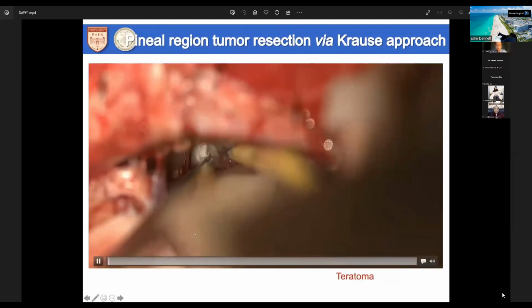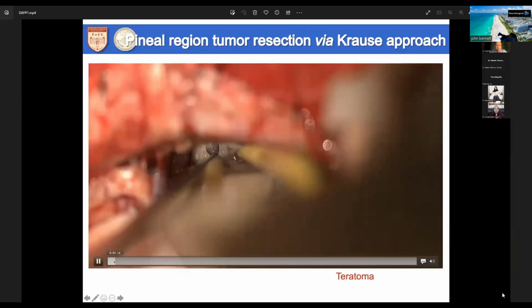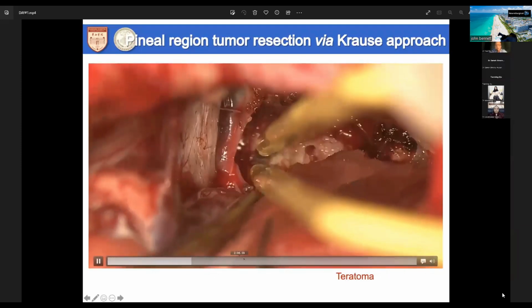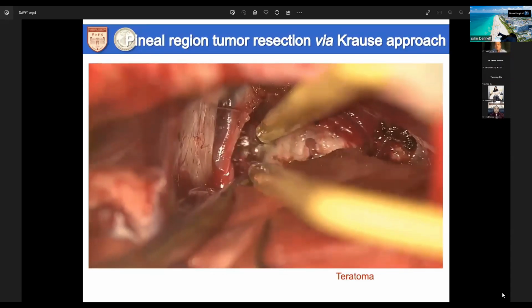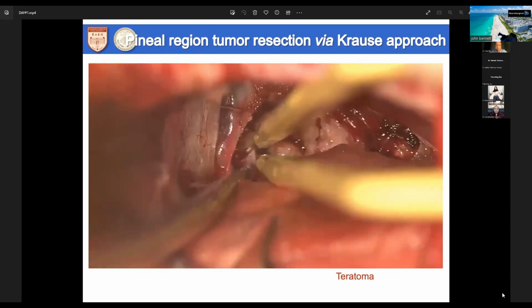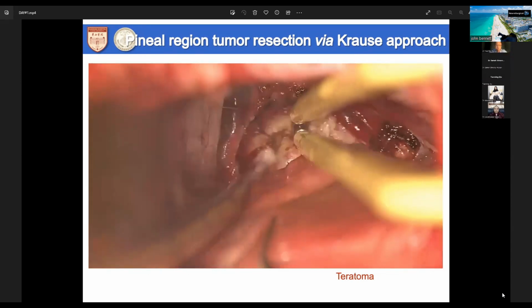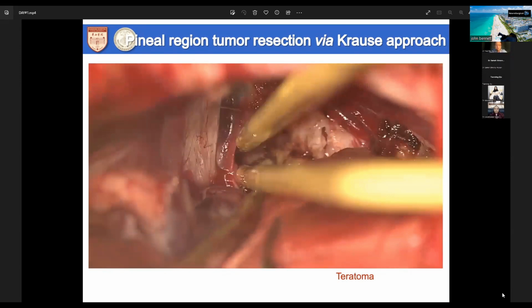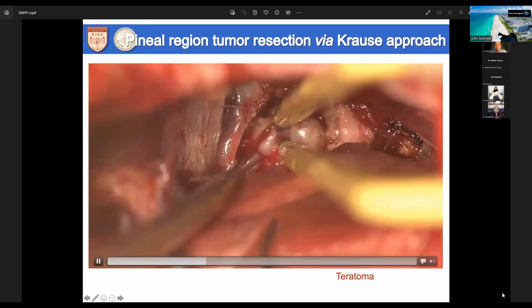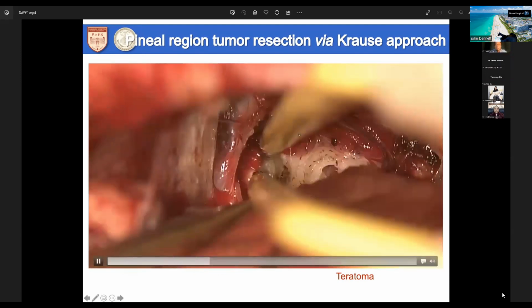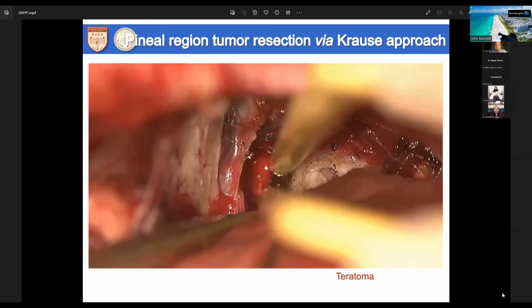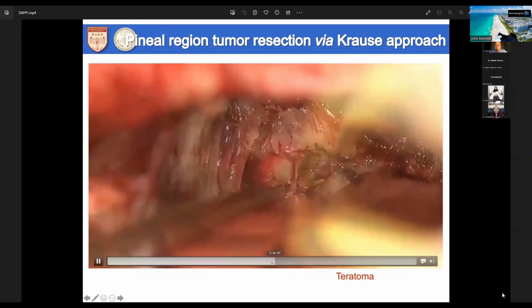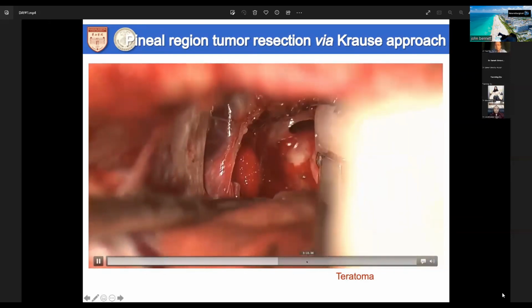This is a surgical video. Because of time limitation, we just skipped it quickly. You can see this is the exoscope. After opening, we entered the pineal region. The tumor is obvious here. This is a teratoma, and we could easily isolate it, getting a nice plane between the tumor and the normal brain. So the surgery is quite nice. You can see this is a typical teratoma.